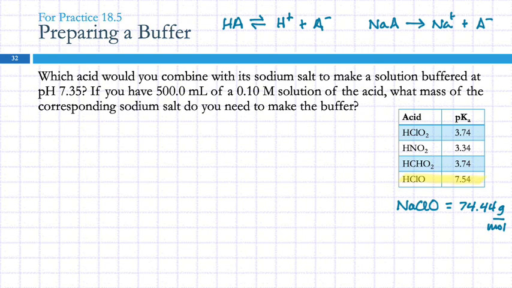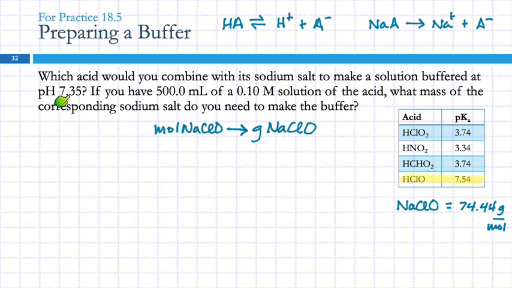So we're trying to find grams of sodium hypochlorite. Well, what do we need to find before we can find the grams? What does this allow us to convert between? Grams and moles. So if we knew the moles needed of NaClO, then we could figure out the mass. How can we figure out the moles?